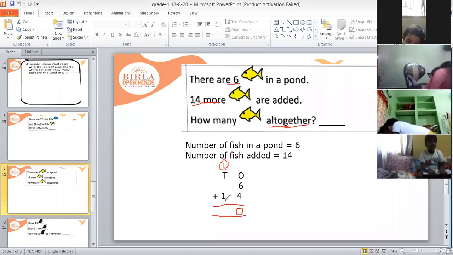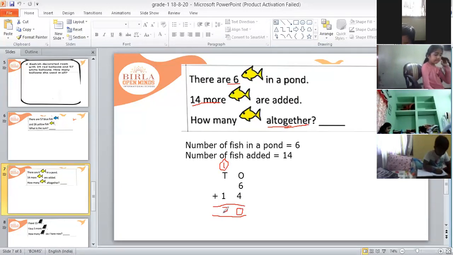So now tell me, Mana, 1 plus 1 how much? Take out your one finger, Mana. Show me your one finger. 2. Yeah. 1 plus 1 is 2. So we will write 2 here in tens place. Answer is 20. Very good, Mana. So children, your answer is 20. 6 plus 14 is 20.